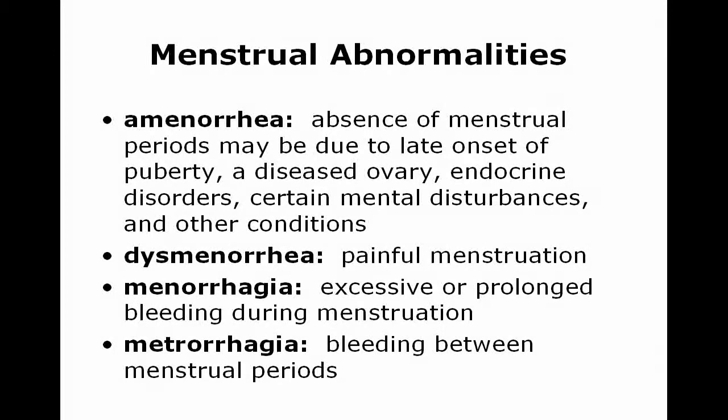Dysmenorrhea is also listed here as if it is a diagnosis to stand on its own, but it's really a symptom of something else going on. Dysmenorrhea is painful cramping at the time of menstruation. It could be completely normal because many people do have extreme discomfort with menstruation. It could be a symptom of endometriosis, which I'm going to talk about in a few minutes, and fibroids and some of these other female abnormalities.